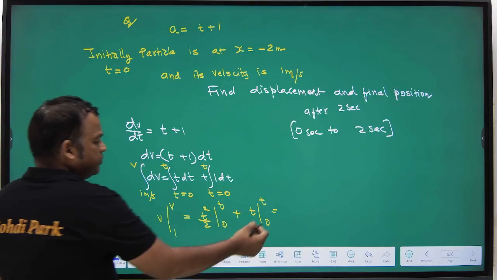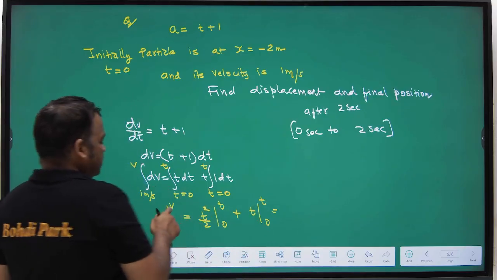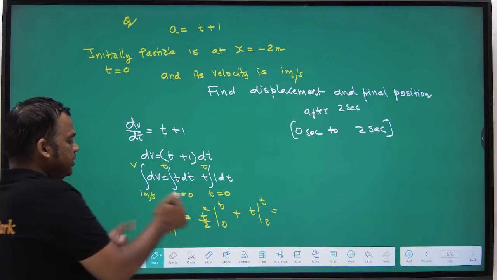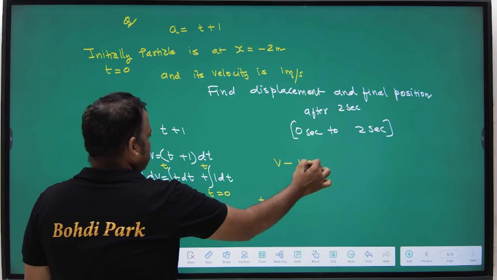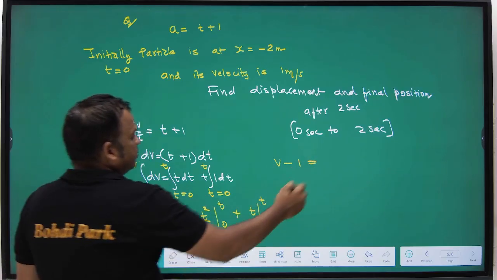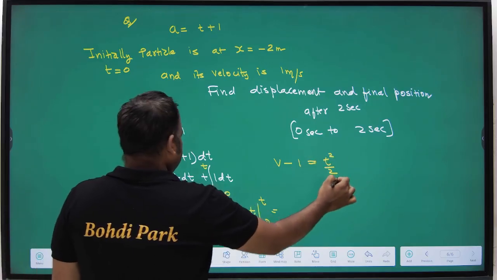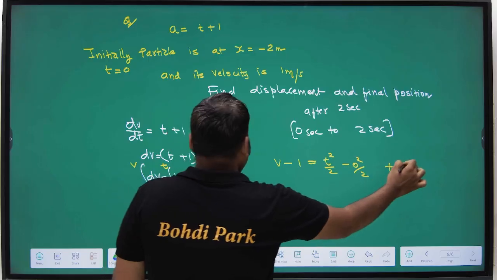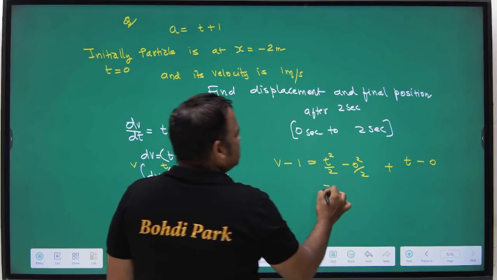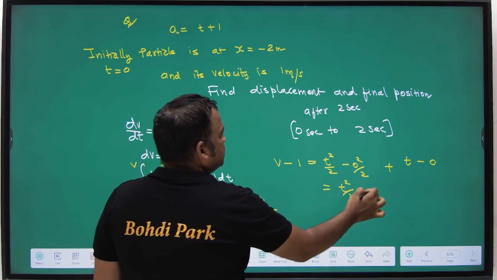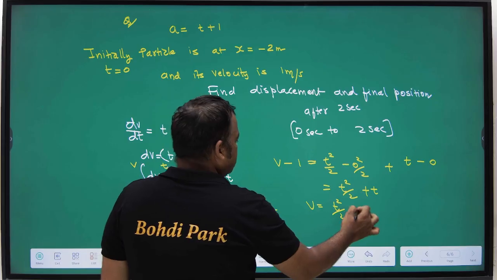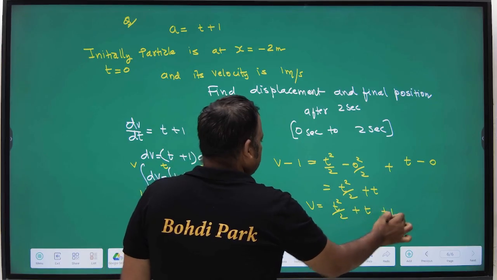So now we have, now in v is there, lower limit 1, upper limit v, so it will be v minus 1 is equal to t square by 2 minus 0 square by 2, and then plus t minus 0, so it is t square by 2 plus t. So we have v is equal to t square by 2 plus t plus 1.